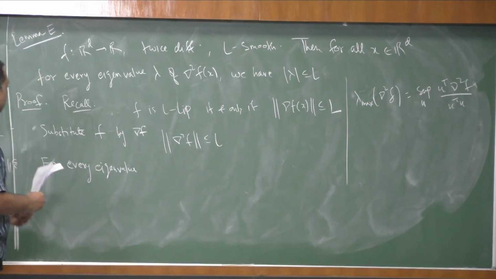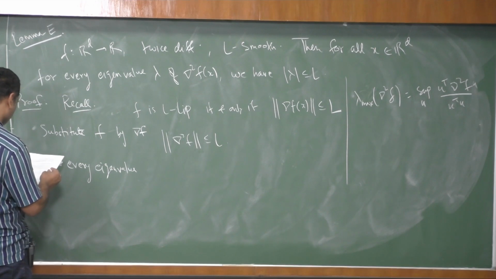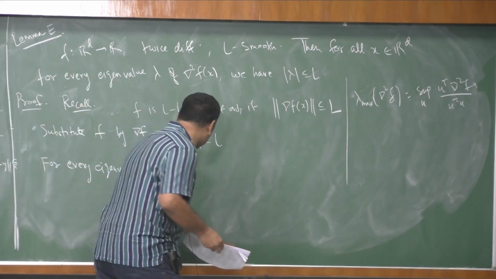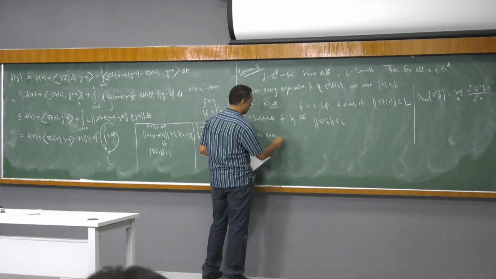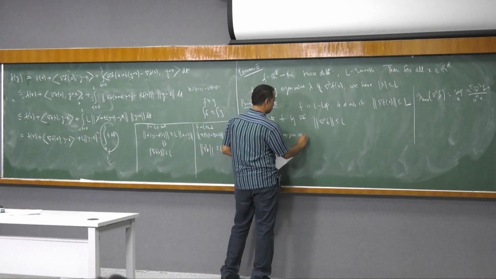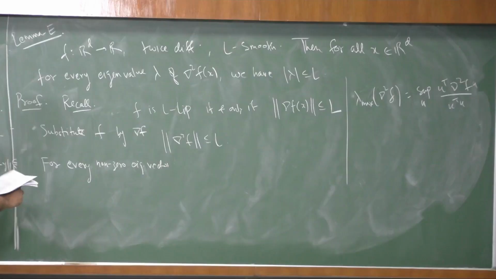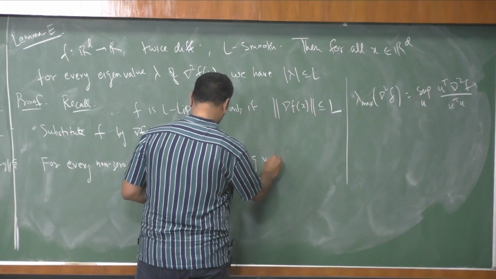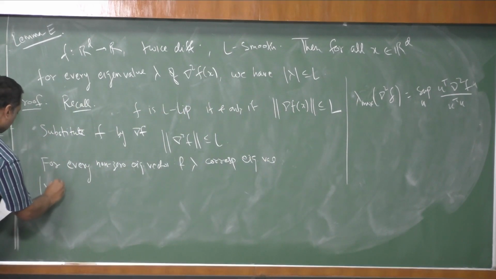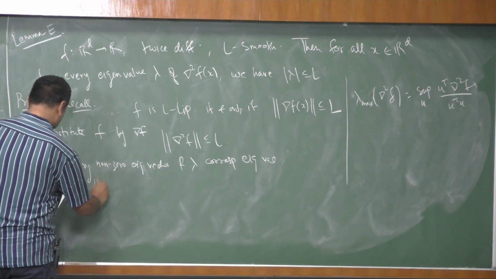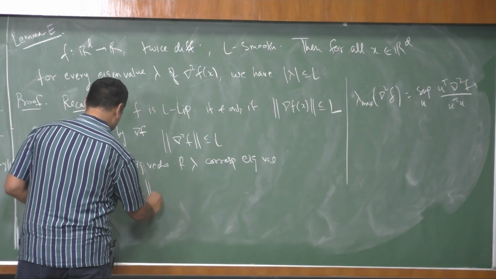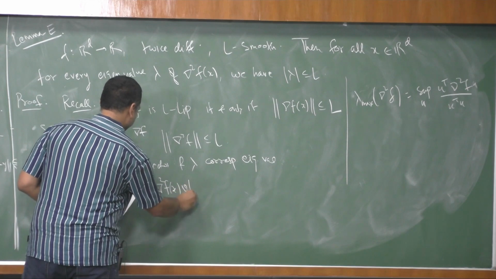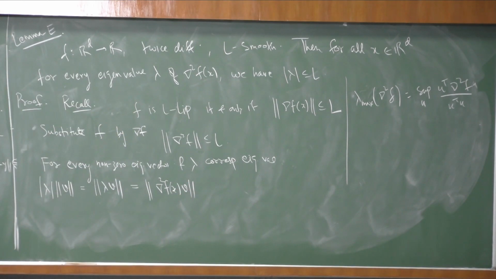But for a generic proof we will do it now. So for every non-zero eigenvector v, and lambda the corresponding eigenvalue, what do we have? Let us consider this: the norm of lambda v, which is the norm of grad square f(x) v. I have said that lambda and v are the eigenpair, so all these quantities make sense.